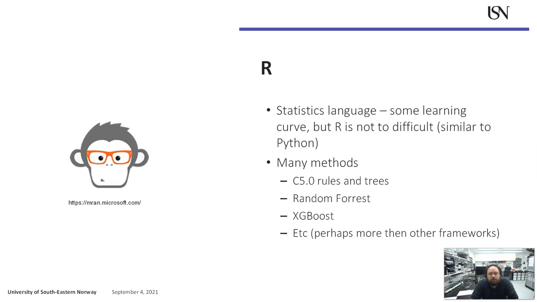Perhaps there are more, I haven't actually checked. I would guess that actually Python has more methods available now, but R is also high up there when it comes to priority of which interface language to use for machine learning methods. It's a bit obscure in the engineering world. I don't know many engineers who study the R language, but it is something worth at least knowing about.